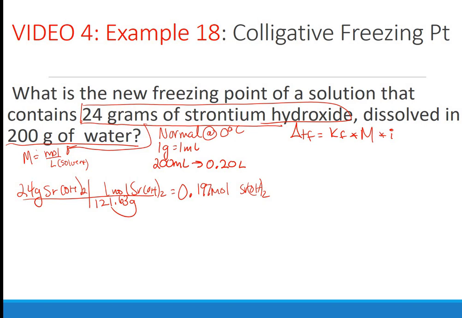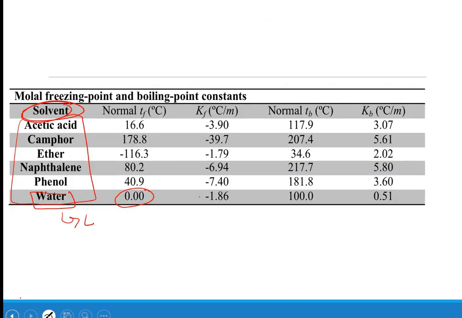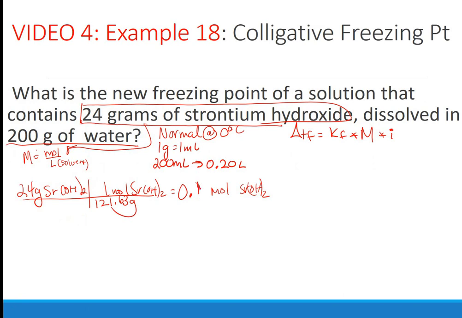Actually, it's 1.97. Sorry, we want to round that so it's 2 sig figs. Let me just fix that really quick. So we get 0.2 moles. So now we're going to go through and we're going to plug everything in. So we're going to take our moles, which we just said was 0.20 moles of our solute. We're going to put that over our solvent, so 0.20 liters.